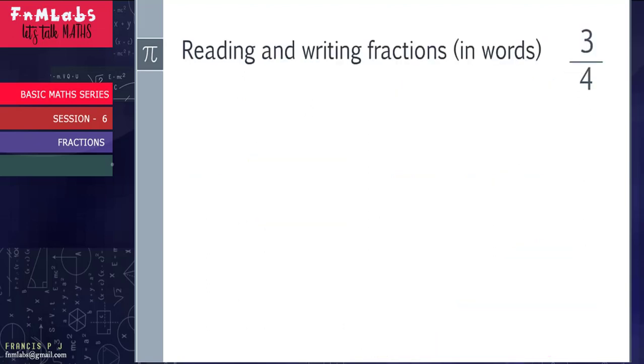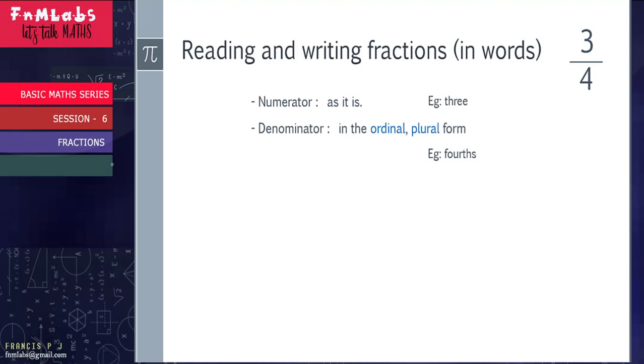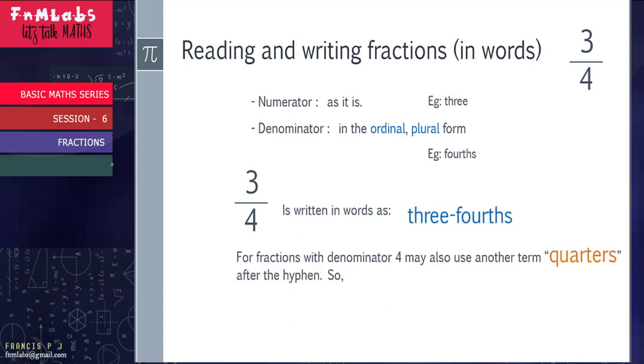Now how do you read and write fractions in words? For 3/4, we read the numerator as it is, that is 3. The denominator part we spell in the ordinal plural form, for example, fourths. So 3/4 is written in words as three-fourths. For fractions with the denominator 4, we may also use another term, quarters, after the hyphen. So 3 by 4 may also be written as three quarters.